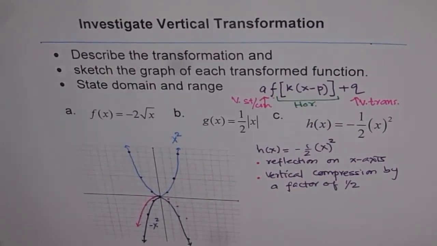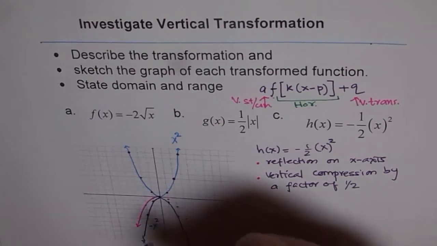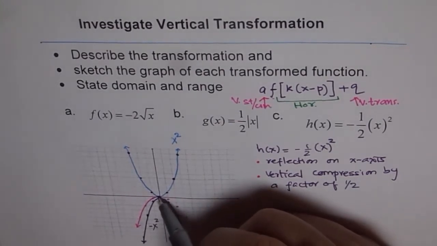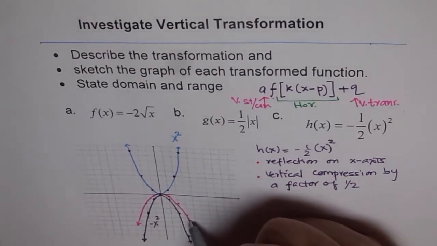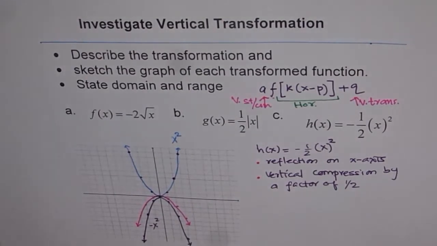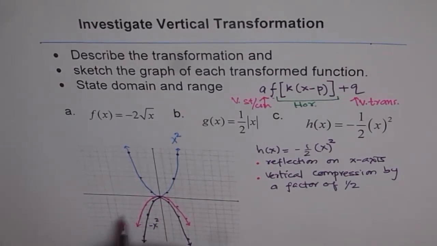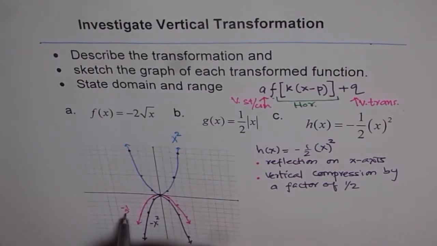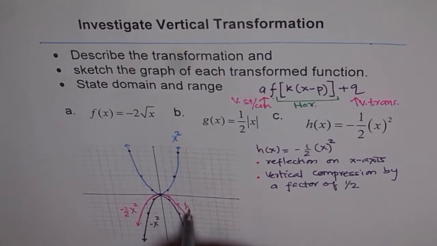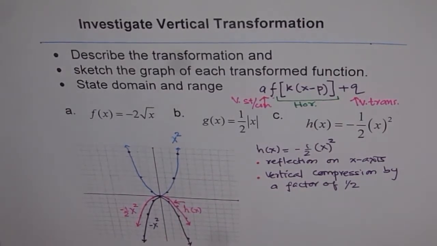Don't think that this is the last point on your graph. The range is what? All real numbers less than this, right? So that is my final graph, and I can write this as h of x equals minus half x squared, right? So that is my function h of x, correct? So this is my function h of x. So that is how you have to sketch your function.